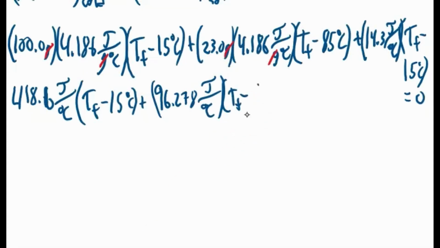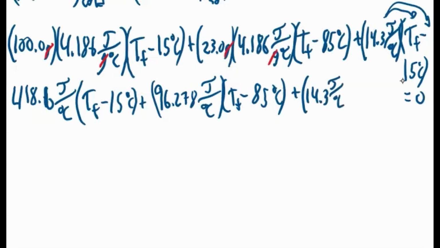T final minus 85 degrees Celsius plus, now we'll distribute this into the brackets. It's kind of squished in, but I hope you can see this. So 14.3 joules per degree Celsius times T final minus 14.3 times 15, what is that?